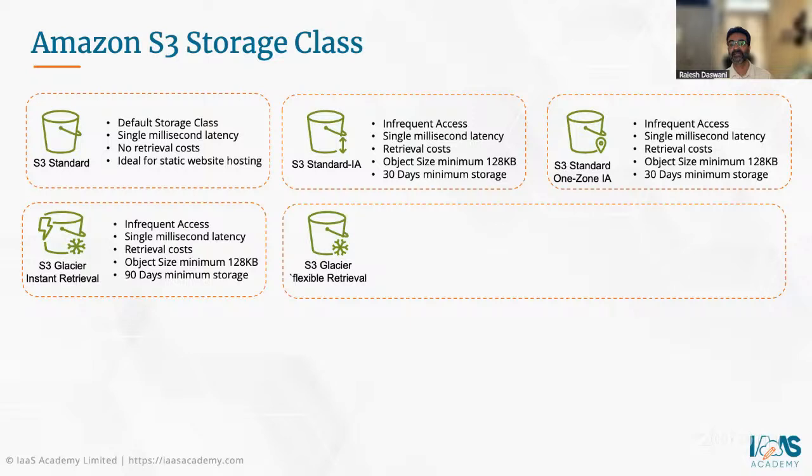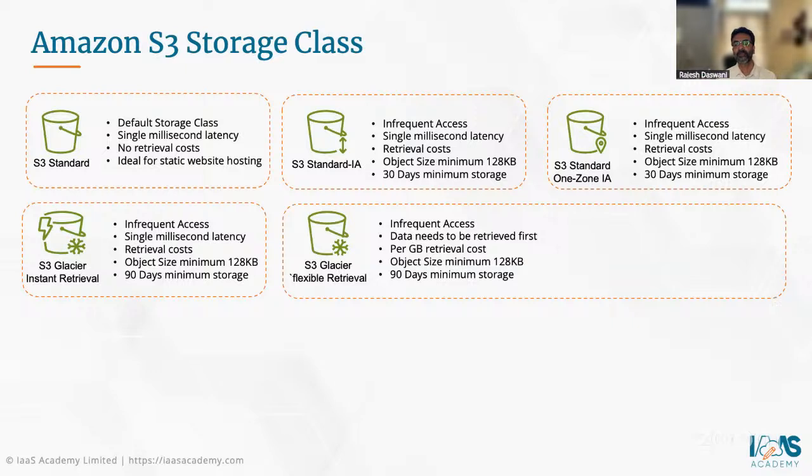We then have the Glacier Flexible Retrieval storage class. Now, this is designed for instant access, but where you will need to wait for a short period of time before you can actually get your data. It needs to be retrieved from archive first. And again, here you have a 90-day minimum storage requirement in which your objects need to be stored in order to use this class. If you move the object out of the class before the 90-day period ends, you're still charged for the full 90-day period. So that's just something to be aware of.